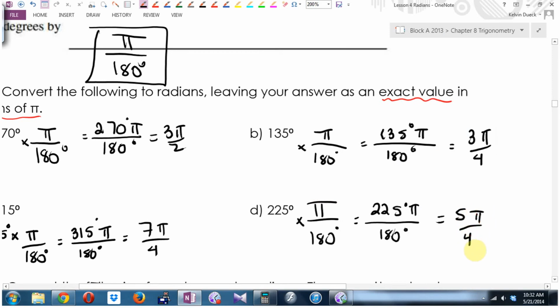I get 5 pi by 4. No? Yes? 225 over 180? Right? Type it into your calculator. 225 fraction button 180 equals? Okay.